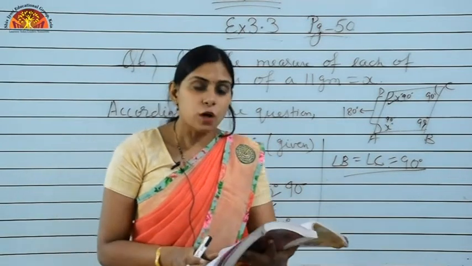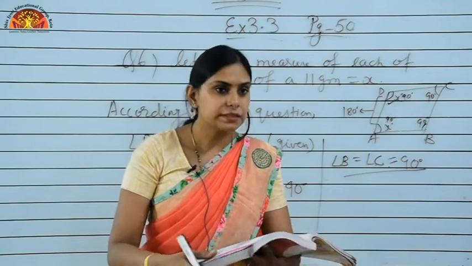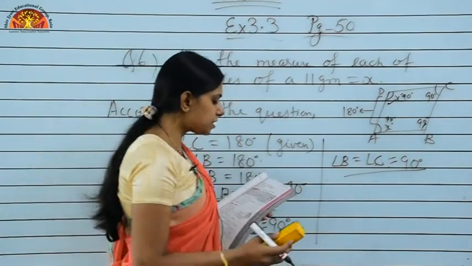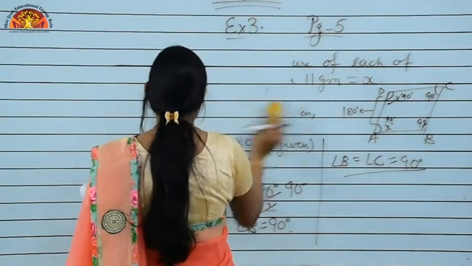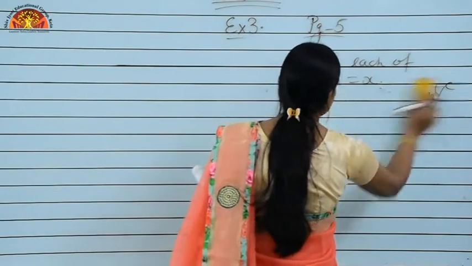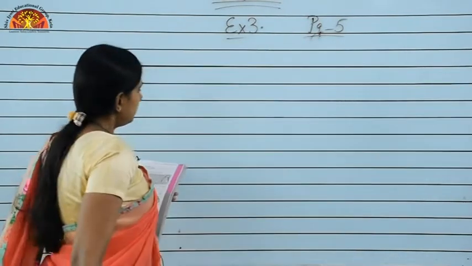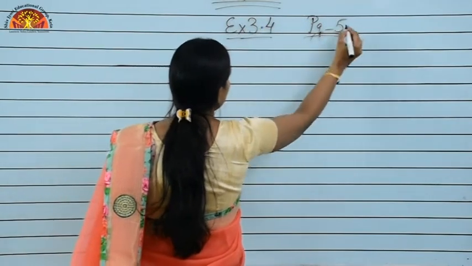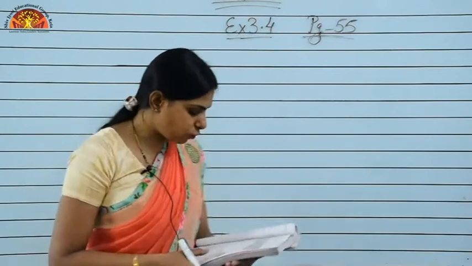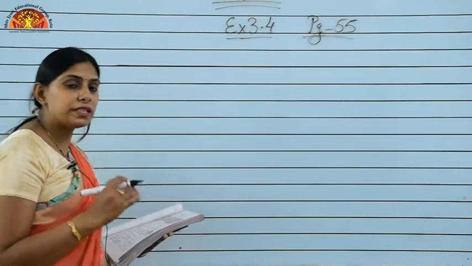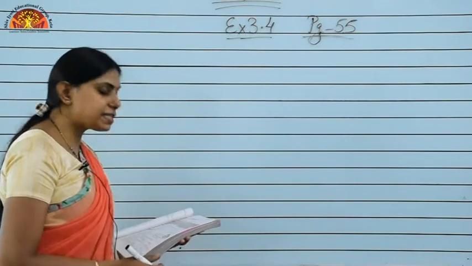Okay children, now please move to the last exercise of this chapter, that is exercise 3.4. Just come to page number 55. Now just see question number 2. Identify all the quadrilaterals that have 4 sides of equal length. What you have to do? You have to identify the quadrilaterals in which all the 4 sides are of equal length.